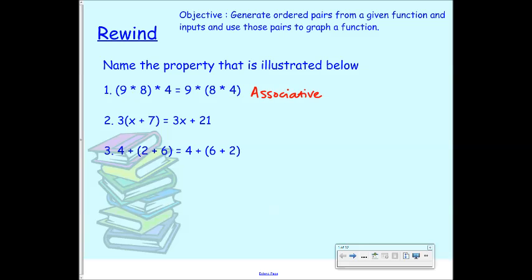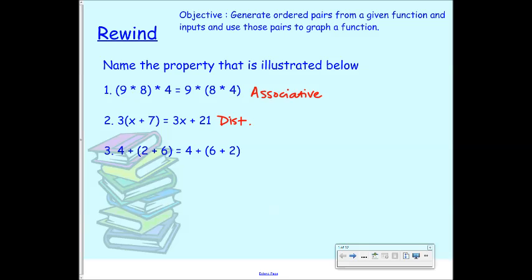All right, what about number 2? Why is that distributive, or how do you know it's distributive? Yeah, like the 3 gets handed out to everything, right? So it starts by having parentheses, and then there are no parentheses. So that's a distributive property.